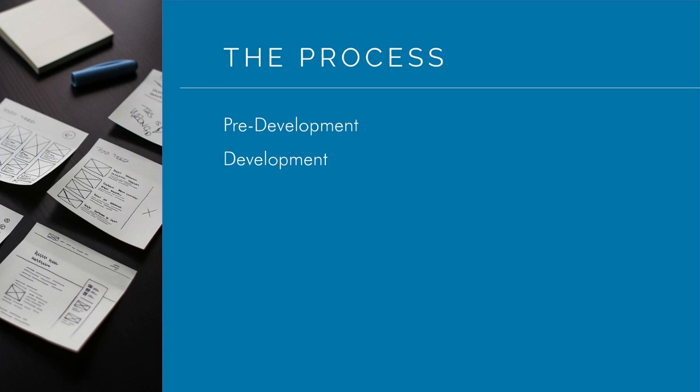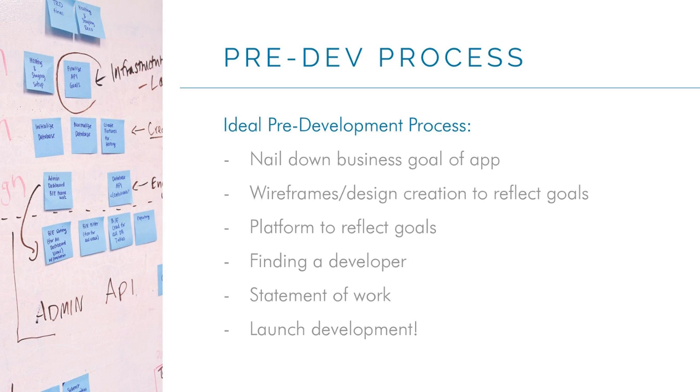It's the pre-development and the development. We'd call it the pre-dev process. This is the first part, and the ideal pre-dev process goes like this. When you nail down the business goal, you wireframe, pick the platform, find a developer, get the statement of work, and then you launch development.